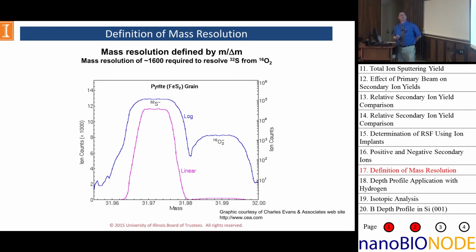So looking at sulfur at mass 32, you have a peak. This is plotted linear. But you can also have two oxygens at mass 16, and so this is how close they are together. If you look at the 32 here, you have to have a mass resolution of 1600 to be able to resolve it.